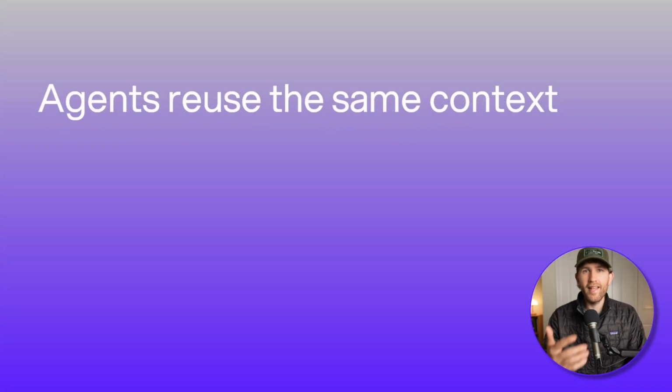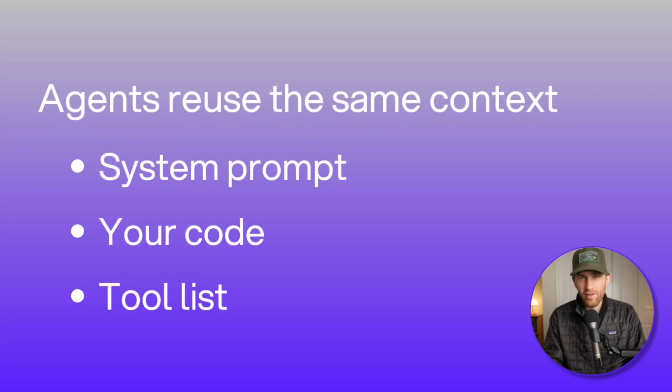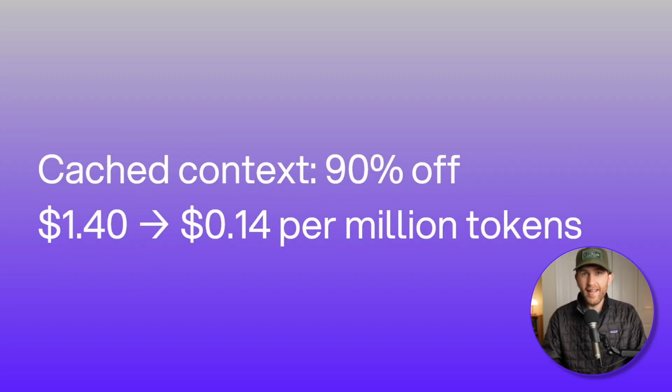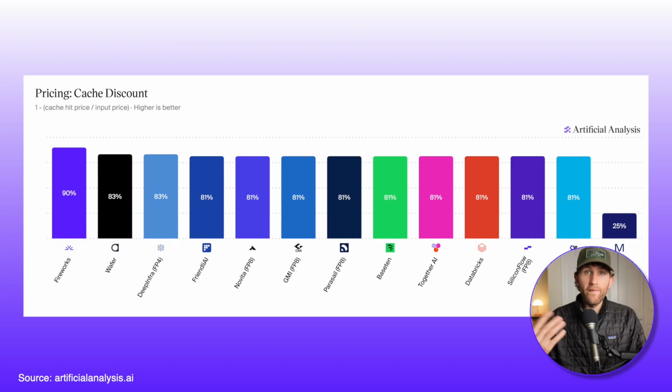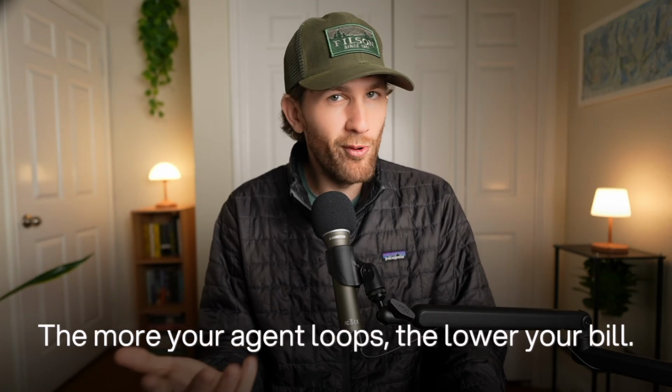The biggest cost saver is caching. An agent sends the same context over and over. The system prompt, your code, the tool list, everything from earlier turns. That repeated part is usually most of what you're paying for. Fireworks caches it, so after the first time, you're not paying full price to send it again. Reused context is 90% off, 14 cents per million tokens instead of $1.40. And Fireworks gives the deepest cache discount of any provider running GLM 5.2, which adds up to about 38% lower total cost than running it somewhere else. So the more your agent loops on the same context, the more your bill drops.